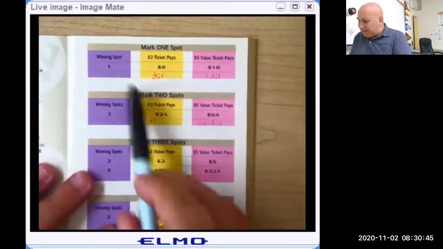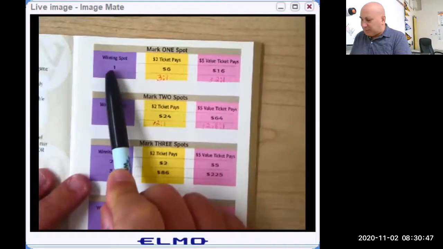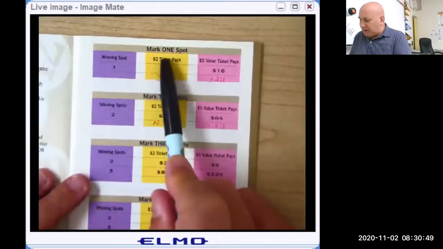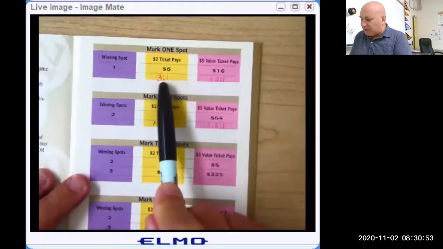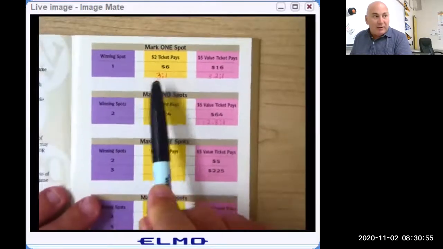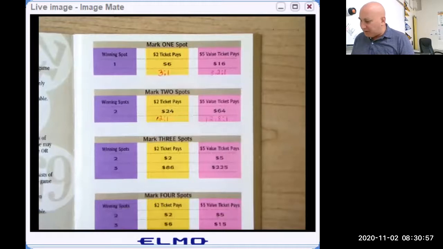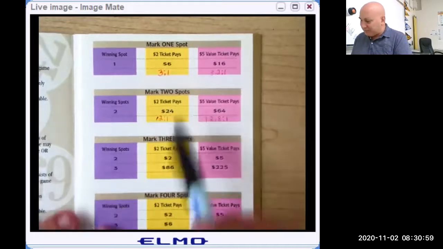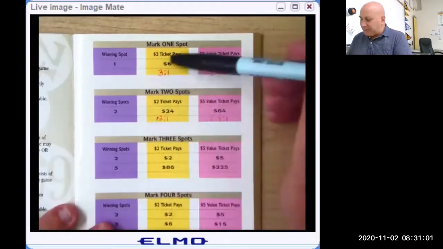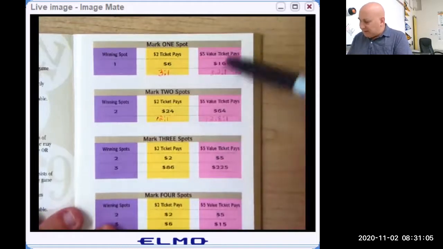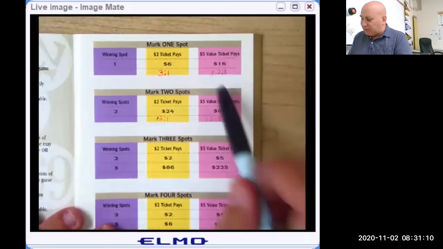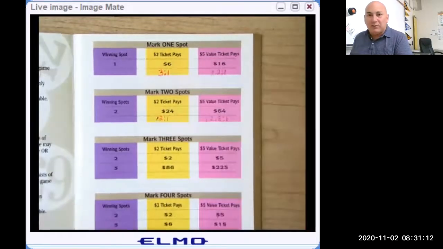So write this information down for a 1 spot. That's a $2 ticket, if you get the 1 number, you get $6. So that's a 3-to-1 payout. There are odds against you. You get 3 times your bet. And on a $5 ticket, they'll pay $16, which is 3.2-to-1.